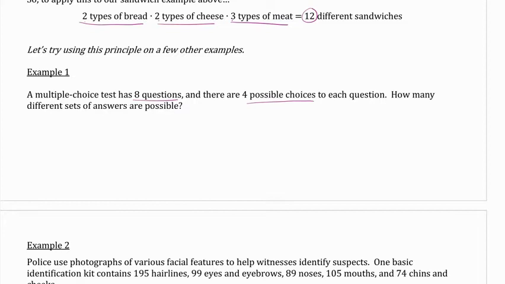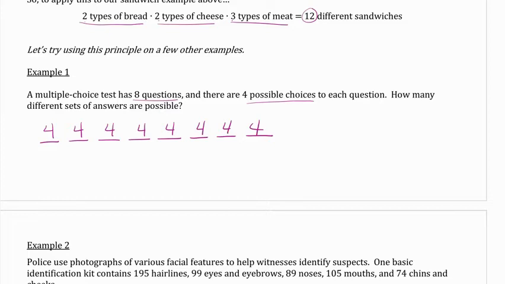Okay, so a lot of times on these, I like to kind of make myself little blanks for my possibilities. So I'm going to make 8 questions. So question 1, question 2, question 3, 4, 5, 6, 7, 8, right? There are 8 different questions on that test. And then each question has 4 possible choices. So A, B, C, D. So this first question has 4 choices. Next question, 4 choices, and so on, right? Every question on that test has 4 different choices.